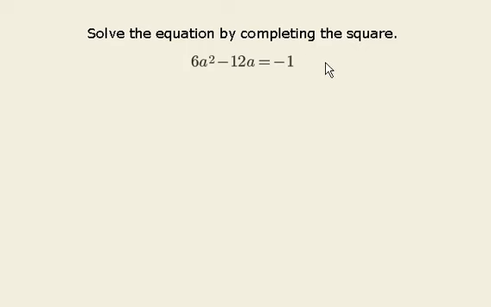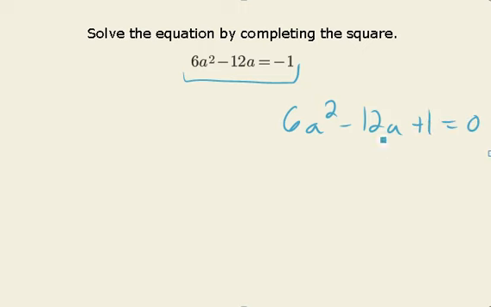Solve the equation 6a squared minus 12a equals minus 1 by completing the square. If we weren't being told to complete the square and we were just told to solve this, our standard go-to option would be to add 1 to both sides. So we'd have 6a squared minus 12a plus 1 equals 0. And then we would try and factor this.